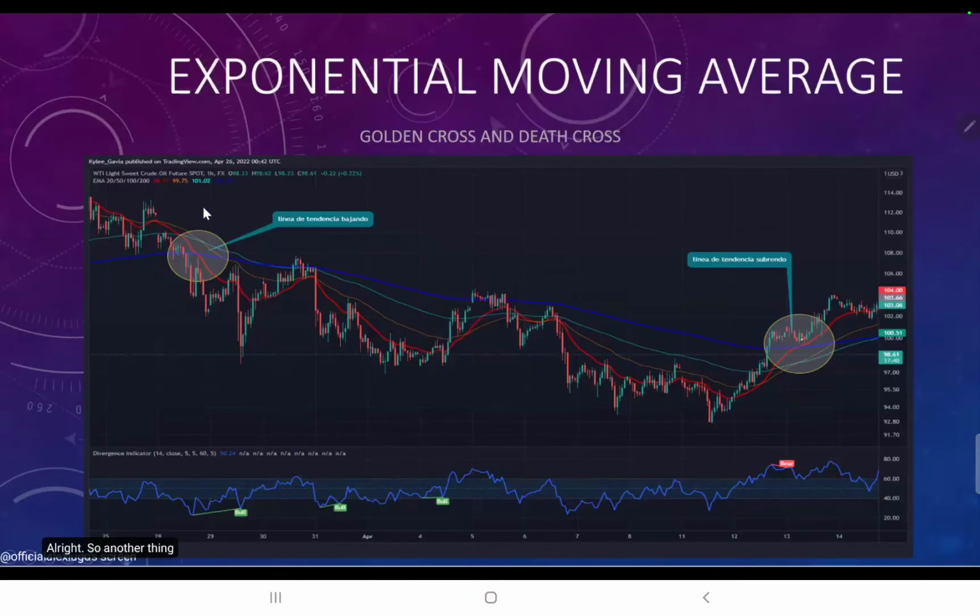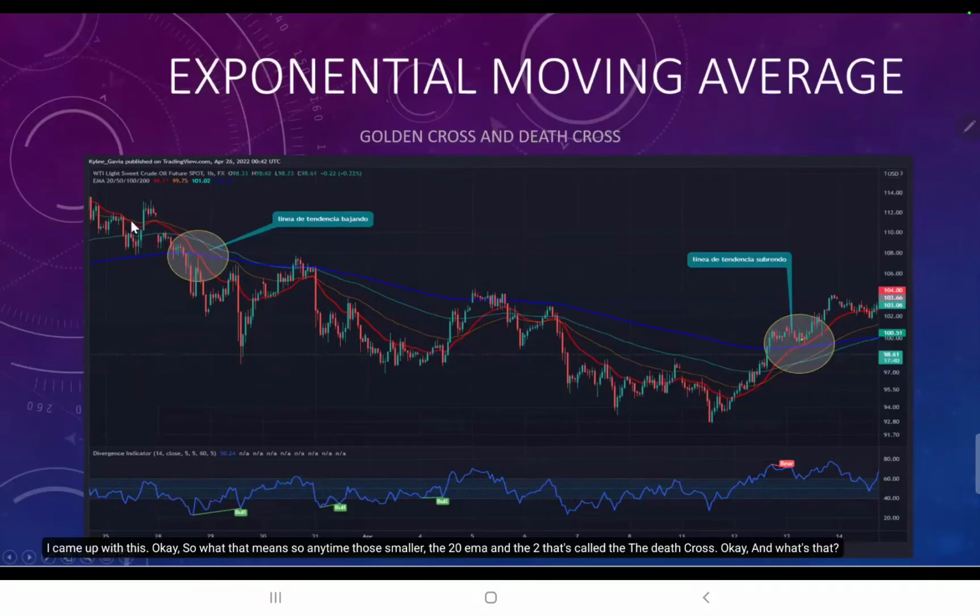Another thing to look at that I use for EMAs is called the golden cross and then death cross. This isn't the name I came up with, this is the name. Okay, so what that means. Anytime the 20 EMA and the 200 EMA cross downward, that's called the death cross. And what that is indicating is that a trend is about to form on the downward. So death cross means it's going down.